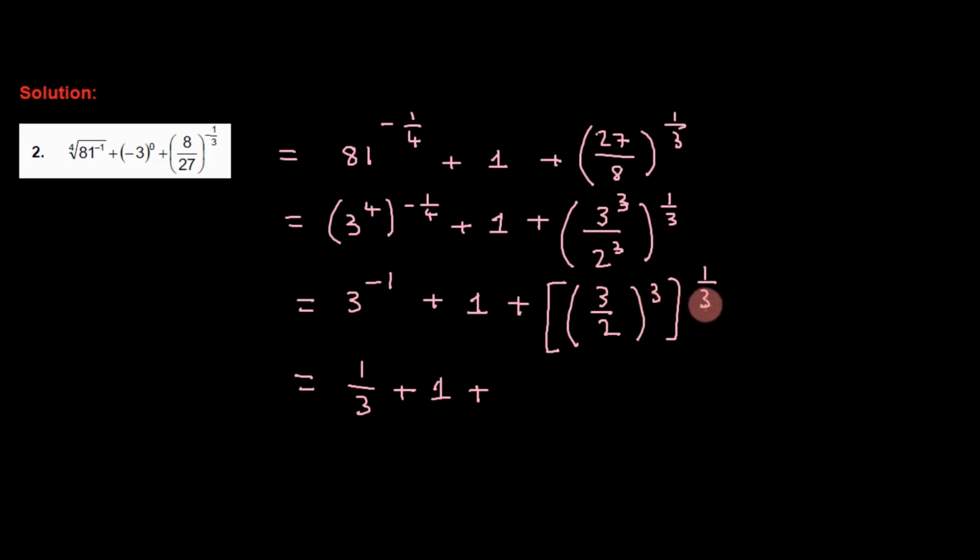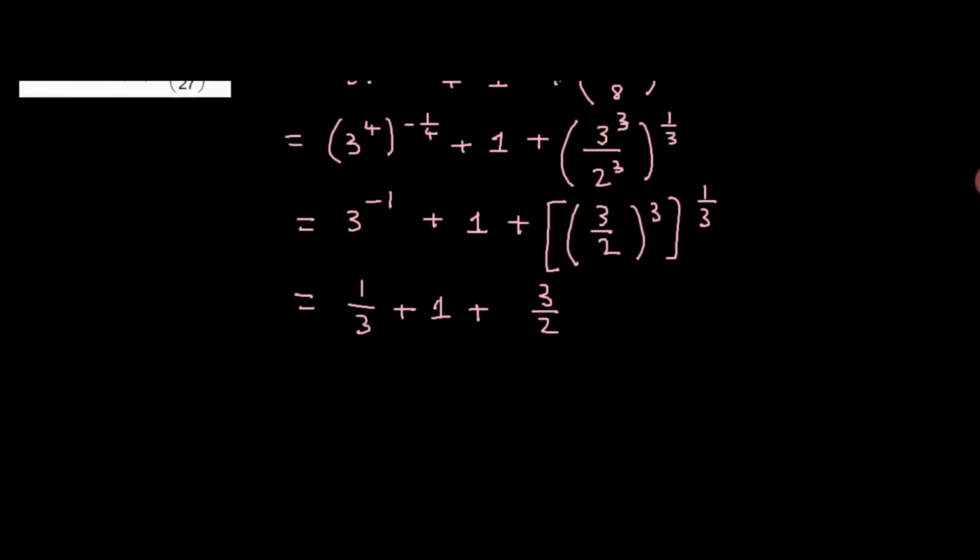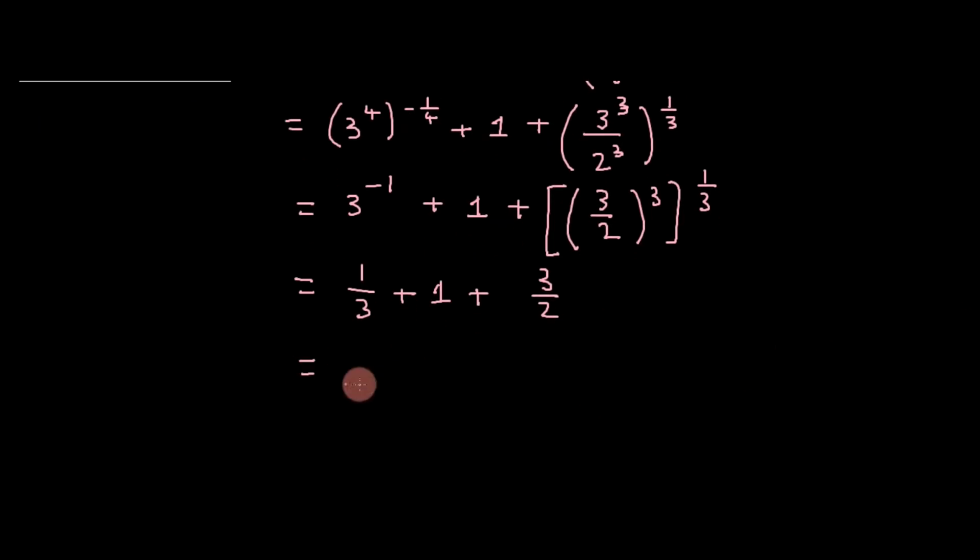We can multiply the powers here, and the 3's cancel, so we have 3 over 2. Now we can write it all as one fraction. We find the LCD, which is 6. This, of course, is over 1.